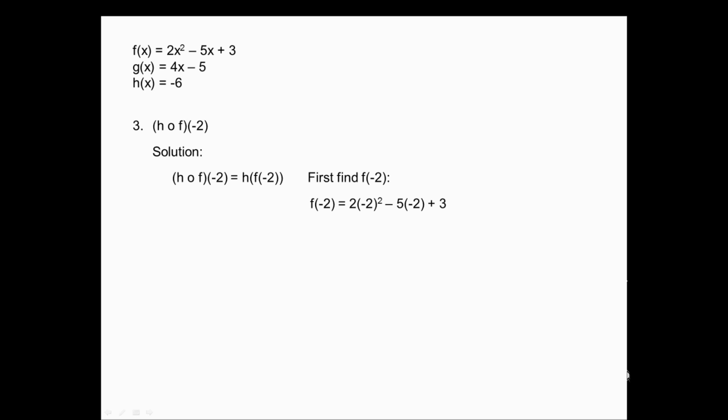So 2 times negative 2 squared minus 5 times negative 2 plus 3. Negative 2 squared will be 4. This product will give you plus 10. So I have 2 times 4 plus 10 plus 3. I get 8 plus 10 plus 3, which is 21. So I now know that h of f of negative 2 is really h of 21. And then you say, oh gee, there was no x in h, it's just negative 6. So again, if you observe that from the very beginning, there was no need to go through all this. Remember, constant valued functions just give back that value.